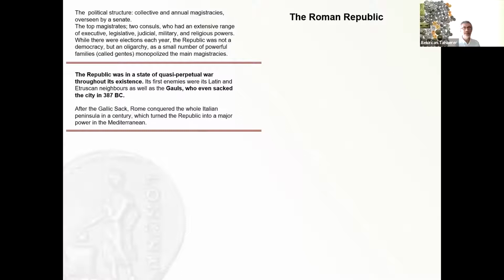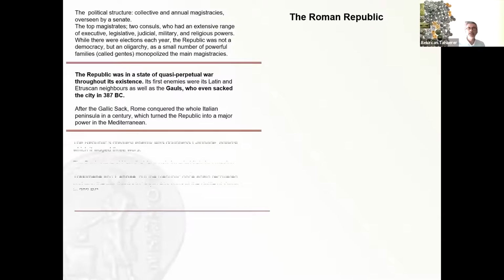Interestingly, the history of Rome is the history of wars. They were always in war, and it is sometimes defined as quasi-perpetual war. So its first enemies were its Latin and Etruscan neighbors, as well as the Gauls. They even sacked the city in 387. After the Gallic sack, Rome conquered the whole Italian peninsula in a century. This is really interesting. They are being attacked, they attack, they're being attacked, and they recover, and they continue conquering.